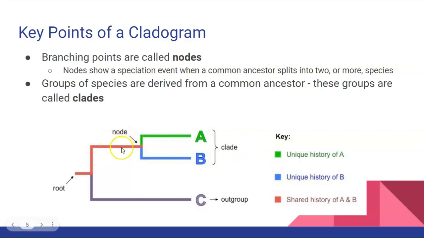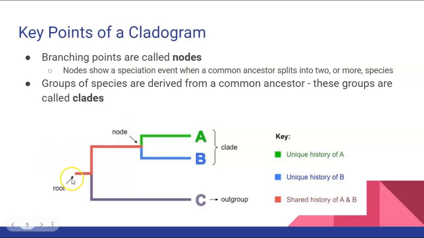When a cladogram branches off, okay, it will branch into multiple species. We call that a node. And a node is just an example of a speciation event. That's when a common ancestor splits into two or more species.